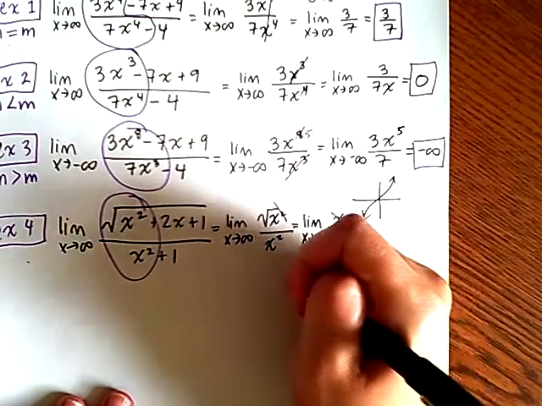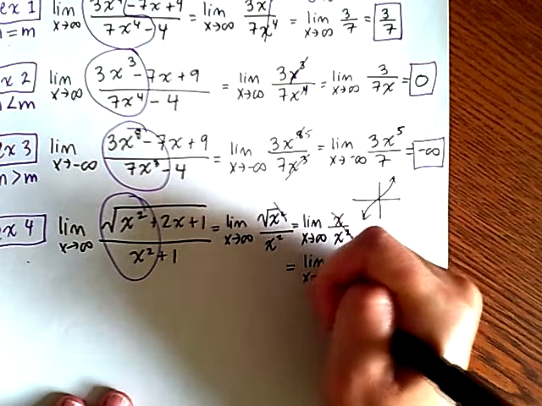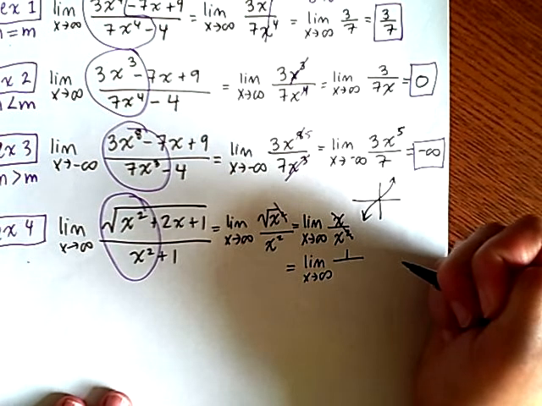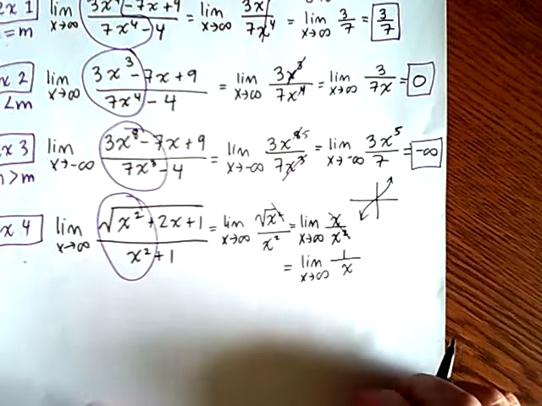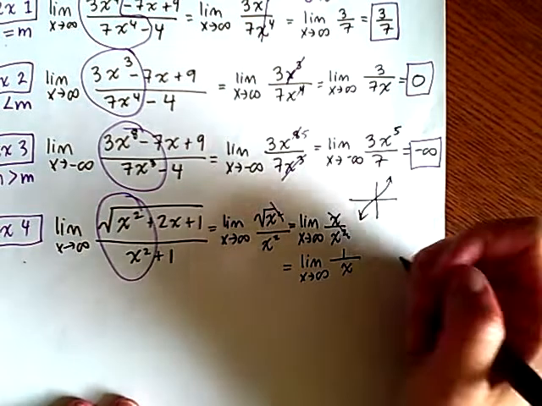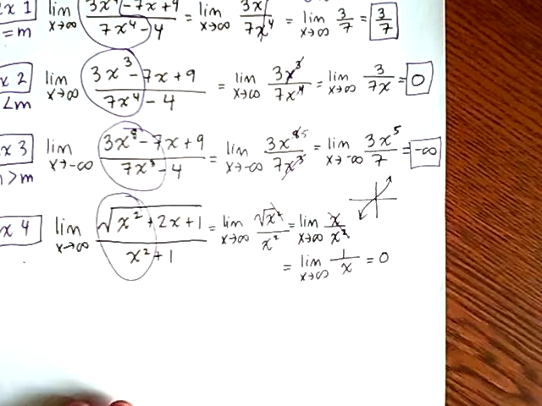Now I have the limit as x goes to infinity. There are no more x's on top, so I'll put a 1 on top. On the bottom I have x, and from the first part of the notes, we know that the limit as x goes to infinity of 1 over x is 0.